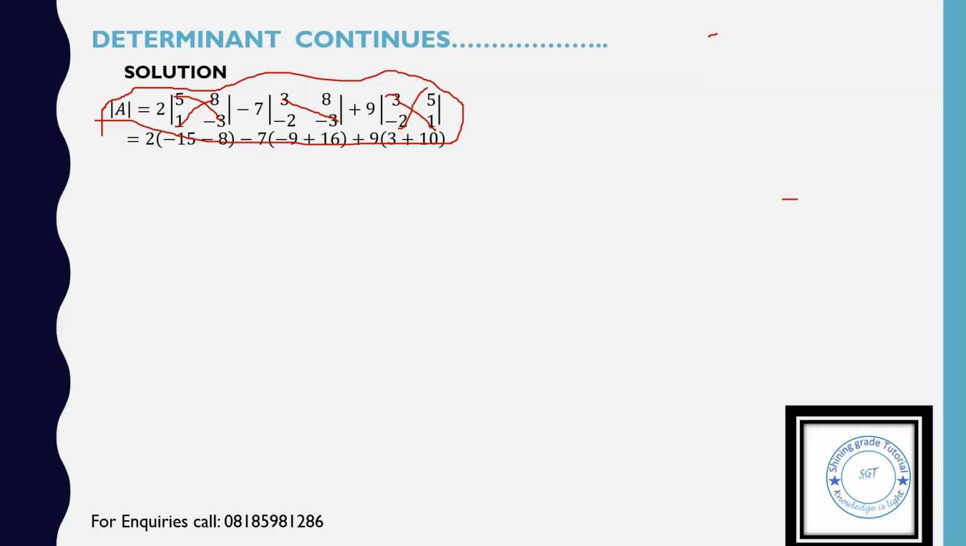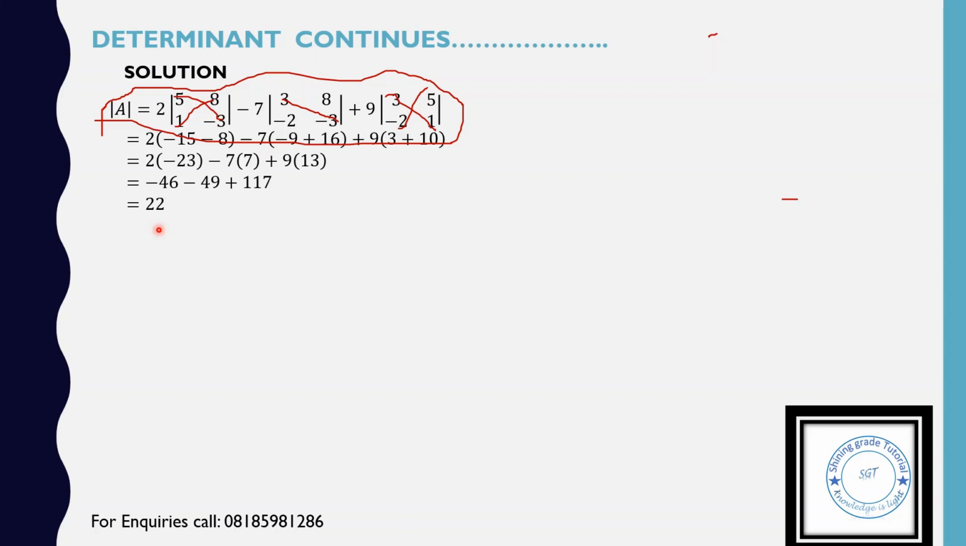So minus 15 minus 8 is minus 23. We have 2 times minus 23, and minus 7 here. Then minus 9 plus 16 is 7. Plus 9 times 13, since 3 plus 10 is 13. So 2 times minus 23 is minus 46, minus 7 times 7 is minus 49, and 9 times 13 is 117. Use your calculator to sum everything: we have 22. So the determinant is 22.